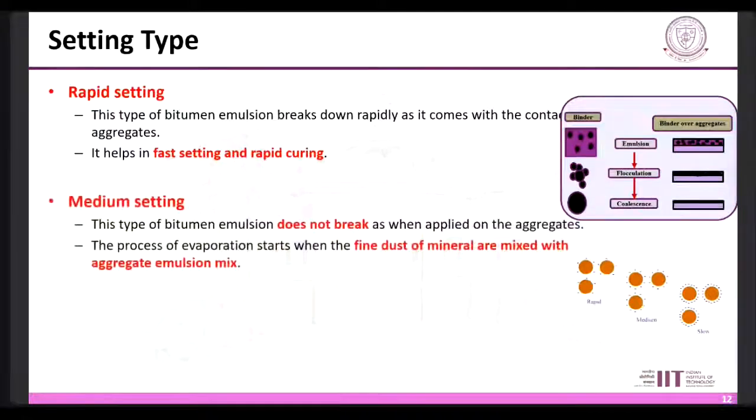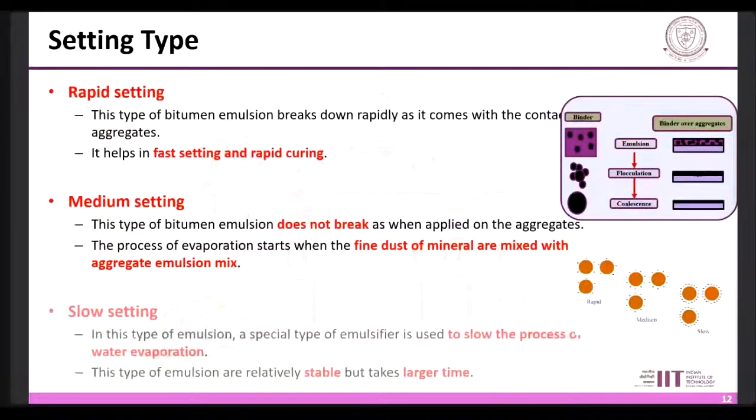And second is the medium setting. This type of bitumen emulsion does not break when directly applied on the aggregates. This process requires evaporation, or when the fine dust of the mineral is added to it, it forms a proper coating over the surface of the aggregates.